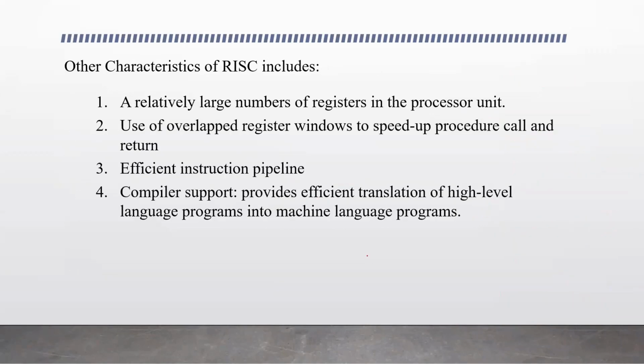So here we have some other special characteristics of RISC. Relatively large numbers of registers. Why do we need a large number of registers in the processor unit in RISC? Because all the manipulations are done only in the registers. If the operation A plus B needs to be performed, the data in memory locations A and B need to be moved to registers first, and operations can be done only in registers. So we need a relatively large number of registers in the processor unit in RISC architecture computers.